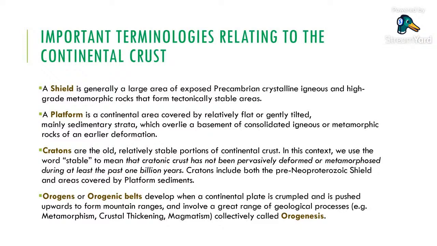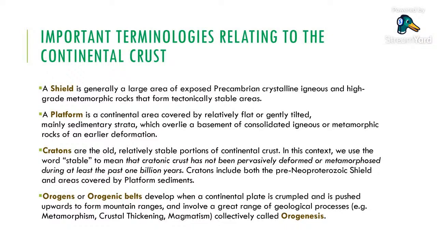So some important terminologies, and with that we'll end this video. A shield is generally a region of exposed Precambrian crystalline igneous and high-grade metamorphic rocks. They form in tectonically stable areas, and we'll define what tectonically stable means, because there's usually some kind of bar. So wherever you have Precambrian crystalline igneous and high-grade metamorphic rocks exposed on the surface, over a large area, that area is usually called a shield.